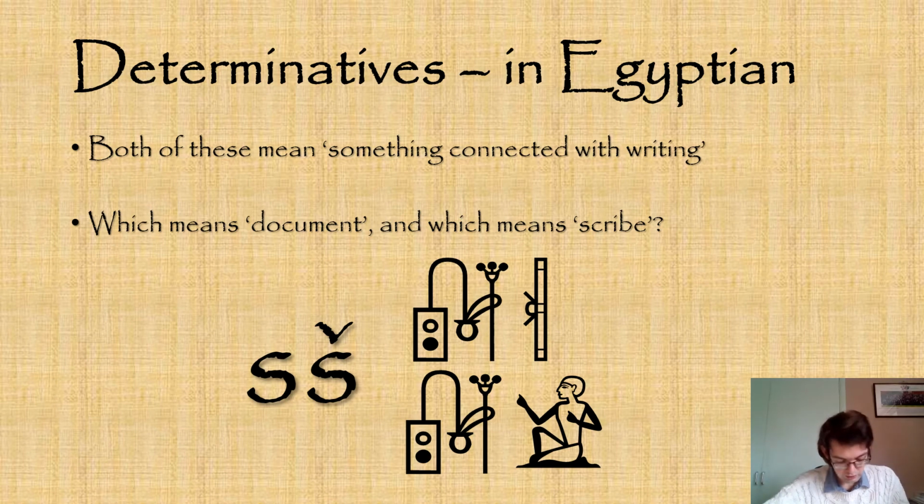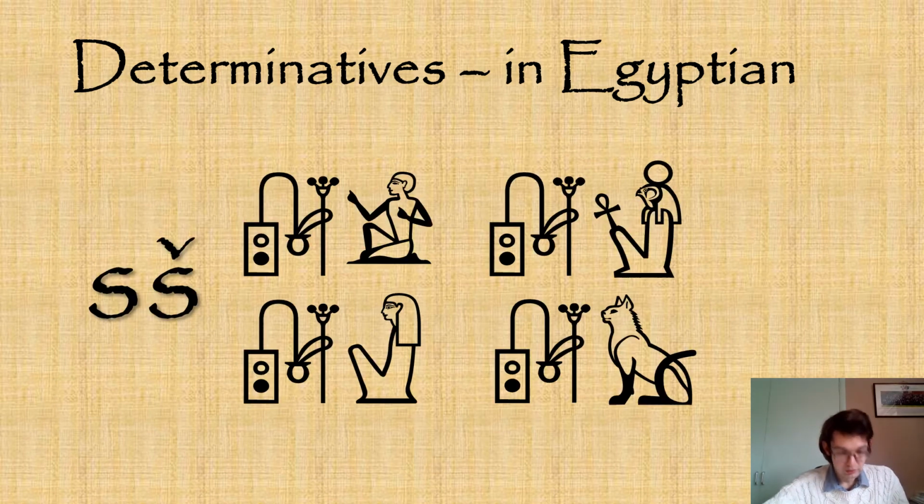And in fact, we can go further. Use a determinative of a woman, and it's clear that we have a female scribe. Or a determinative of a god, and it's a divine scribe. Or even a determinative of a cat, and we have a feline scribe. A bit unlikely, maybe. But it's important to note, though, that the actual word sesh remains unchanged. The determinatives are determining meaning, but in and of themselves, they don't add any consonants.